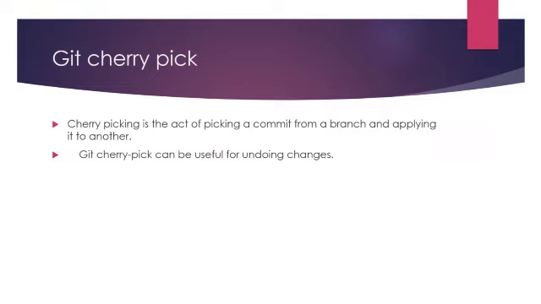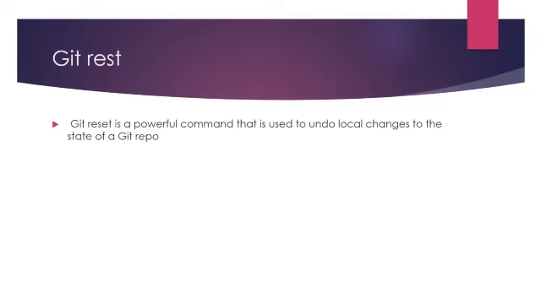Git cherry-pick. This is an undo command. Unknowingly, some developer committed changes and they were deployed, but we need to go back to the previous state. In that case we can use git cherry-pick, which can be used for undoing changes. Git reset is a powerful command that is used to undo local changes to the state of the Git repo.